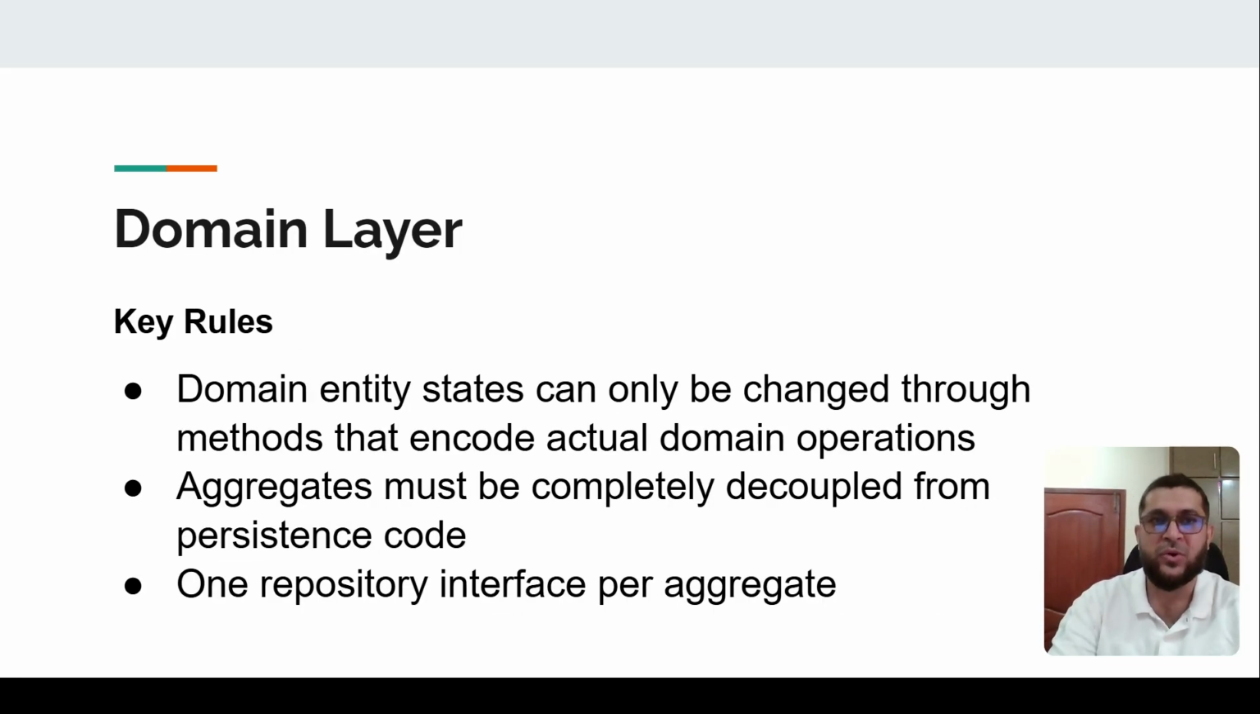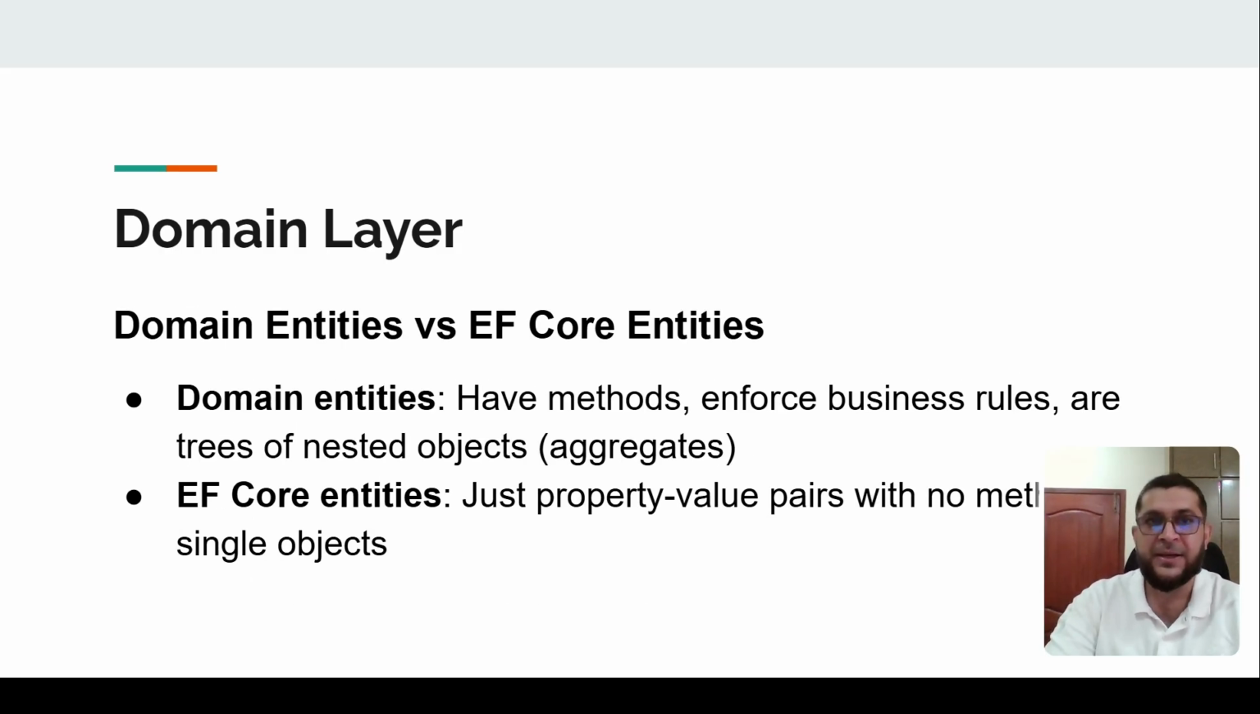Okay, so then we have the domain layer, domain entities. We have state. State can only be changed through the methods that encode actual domain operations. And we have aggregate. Aggregate must be completely cut off from the persistence code. And each domain layer has one repository interface as well. And in the domain layer, one is called the domain entity, and the other is the EF Core, Entity Framework Core, entity.